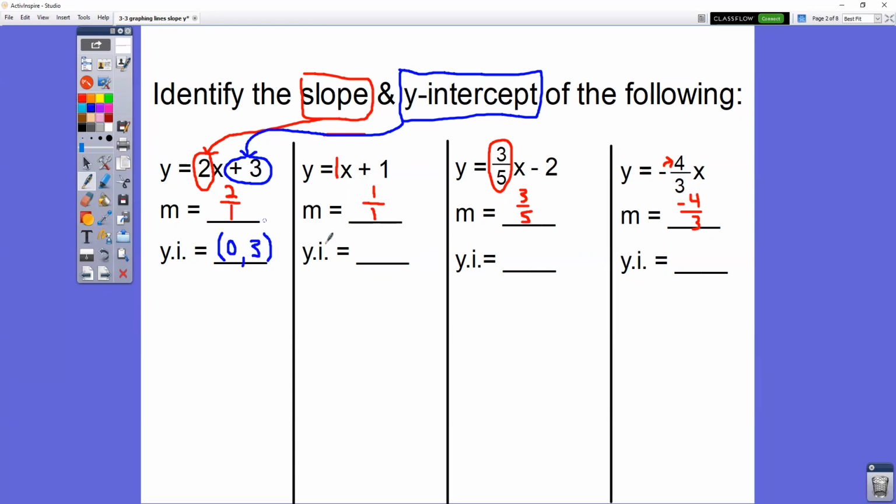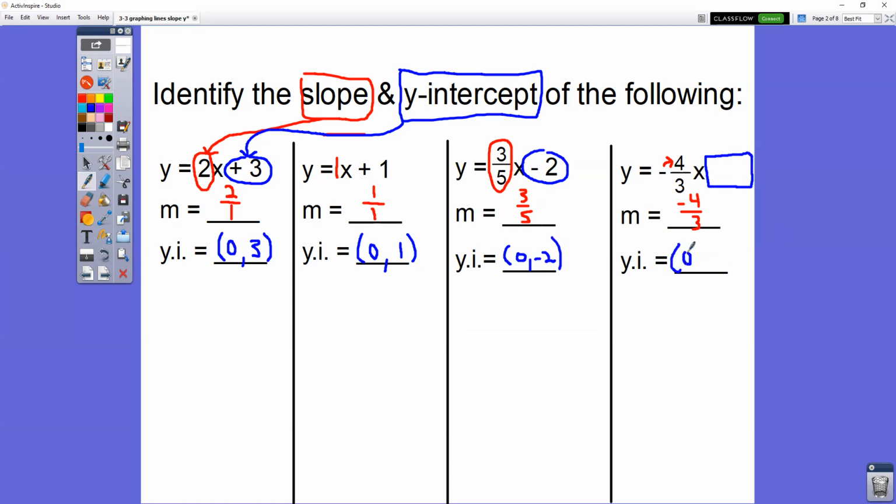Let's take a look at the y-intercepts for these other ones. Remember, y-intercepts are always written 0, comma, whatever your plus or minus is. So this is 0, comma, 1. So this is 0, comma, -2. Remember from the other day, we don't have a plus or minus anything in this problem.